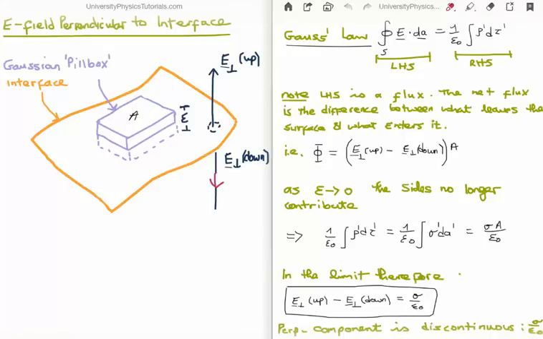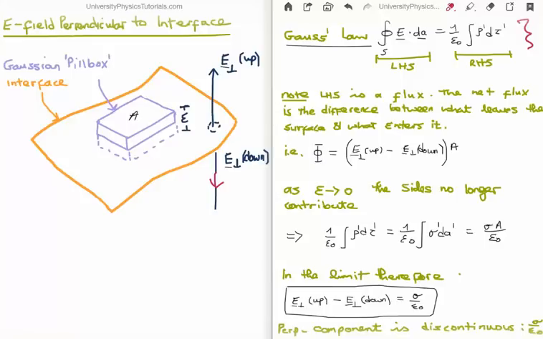So in order for us to get the first electrostatic boundary condition, we need to apply Gauss's law. I've written Gauss's law on the top right of your screen. If we take the closed surface integral of E dot dA, it's equal to 1 over epsilon 0 times the volume integral of the charge density. Now note that the left-hand side is a flux. It's something you should know at this stage. So the net flux is always going to be the difference between what leaves a surface and what enters it. So I define the flux here, capital phi, as E perpendicular up minus E perpendicular down. That's the amount at any one point, and of course we need to multiply it by the area of our Gaussian pillbox. So I've done that there.